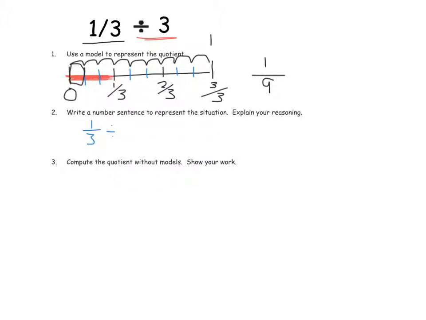1/3 divided by 3. But we can also think of that as we were taking 1/3 of 1/3. So explaining your reasoning, because we can see that we split that 1/3 and we're taking a third of it. We're taking a third of it. So now of means multiplication. So 1/3 of 1/3 gives us our 1/9.